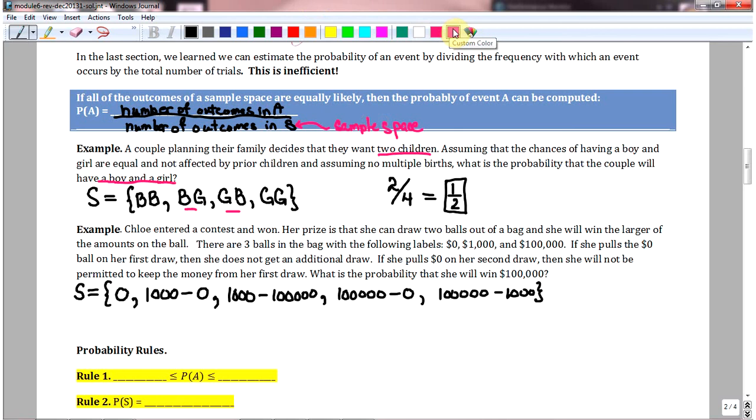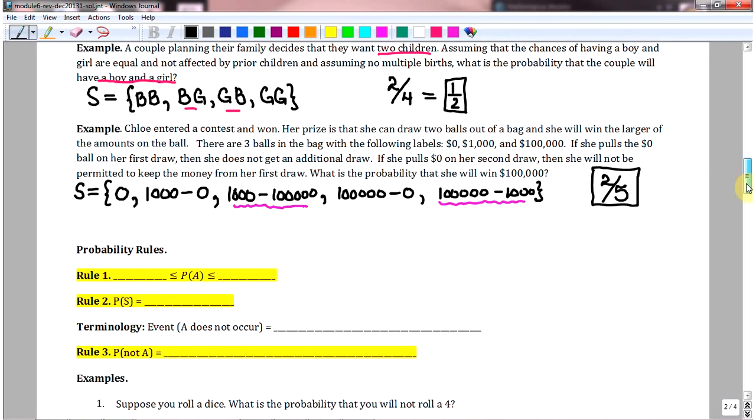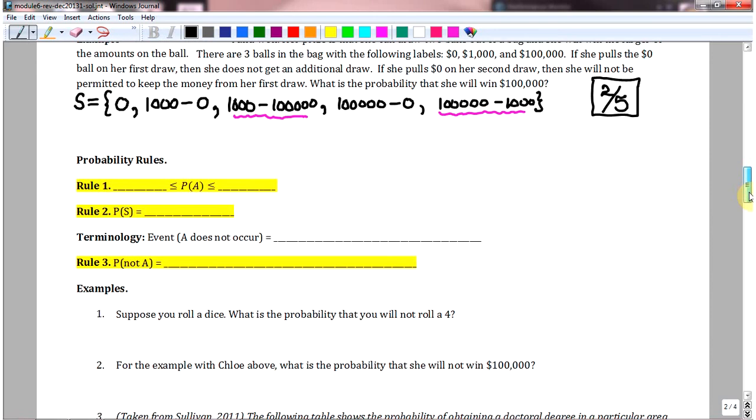In which of these scenarios would she win the $100,000? Well, she would win it in this case, and she'd also win it in the last case. So the probability would be 2 out of a possible 5. That would be our answer. It's fine to leave it as a fraction. You can put it in decimal form if you wish. Usually the question will specify the form they want you to put your probability in.